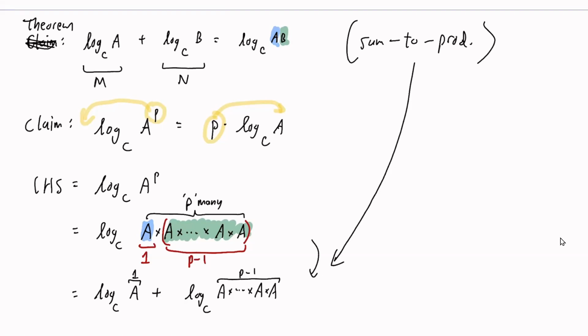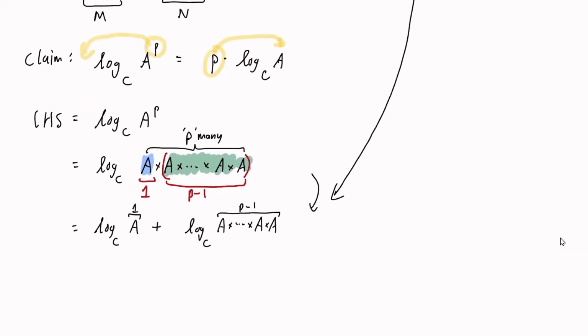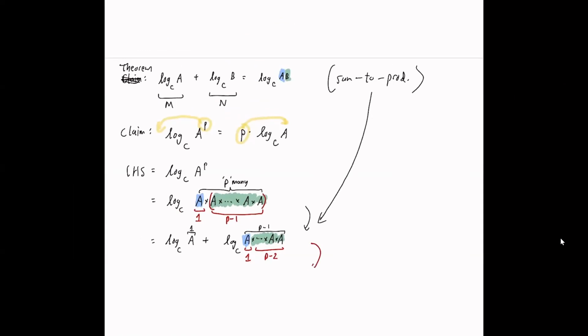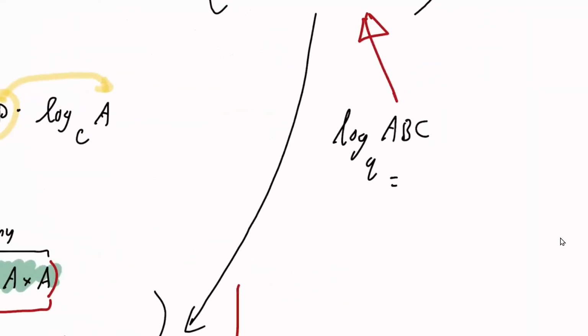Does that make sense? Then you can repeat the same procedure again. This is your blue. That is your green. Here there is only one of them. Here there's p minus two of them. Then again, you can use the sum to product rule and split it up again. So you can see, in general, the generalized version of this sum to product rule, if you have log of a times b times c of base, I don't know, q, then what would this be equal to? This will just be equal to the sum of each factor. Can you see the pattern?